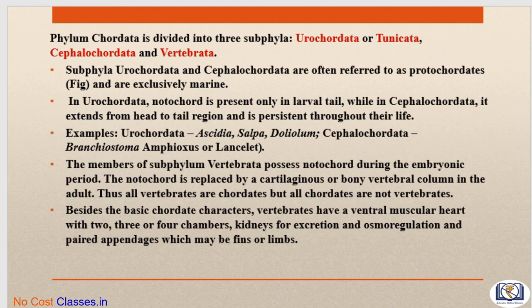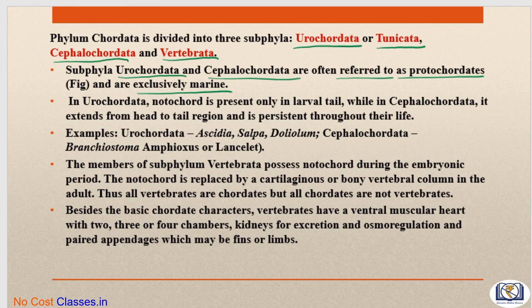Now we have divided chordates into three subphyla. The subphylum Urochordata or Tunicata, Cephalochordata, and Vertebrata. Subphylum Urochordata and Cephalochordata are referred to as protochordates and are exclusively marine.